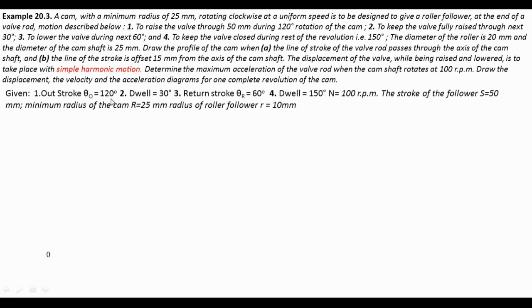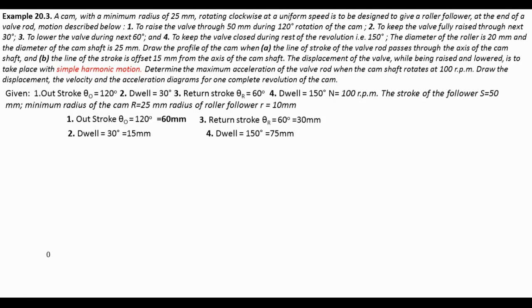We have outstroke of 120 degree. Next is followed by the outstroke dwell period. After that, return stroke is of 60 degree, and again there is a dwell period of 150 degree. The speed of cam is 100 rpm, so that we can calculate omega. The stroke of the follower, that is lift of follower, is 50 mm. Minimum radius of cam, this is the radius of base circle, and the radius of roller is 10 mm, that is small r.